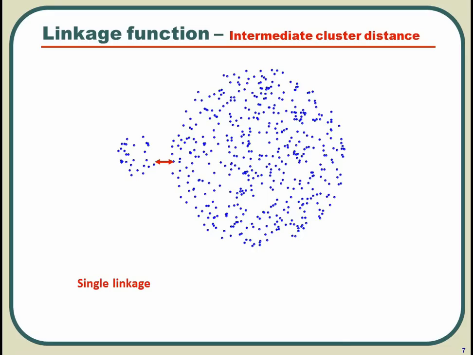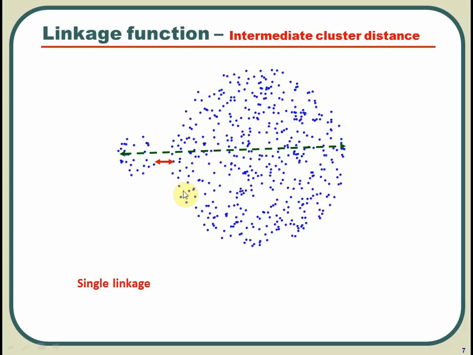The opposite of this is complete linkage. We are trying to find the distance between the two farthest points in the clusters. So you'll take the point which is the farthest from there, and you'll take the point from another cluster which is the farthest.